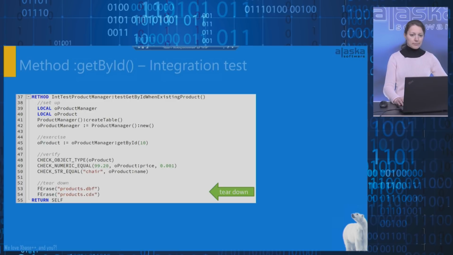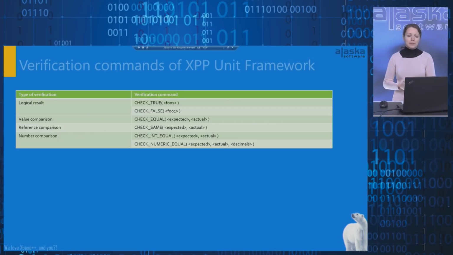And we go through. So on this slide, we can see verification commands of the XPP unit framework, which we can use in our tests. And the first group is logical result. And the first command is check true. It checks that a given expression is true. If not, the test fails. And the next one is check false. It checks that expression is false. If not, the test fails.